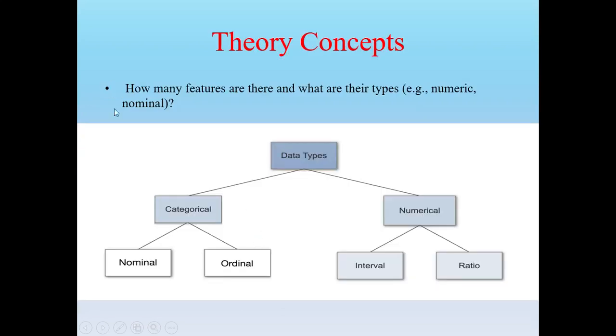Now I am turning to the theory concepts. The first operation is how many features are there and what are their types, numeric and nominal. First, we have to understand what is given in the IRIS flower dataset. This dataset consists of 150 samples, and in these 150 samples we have 5 attributes: sepal length, sepal width, petal length, petal width, and species. We have 3 classes: Iris setosa, Iris virginica, and Iris versicolor.